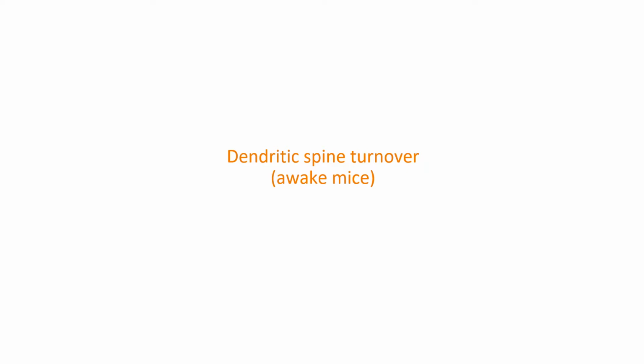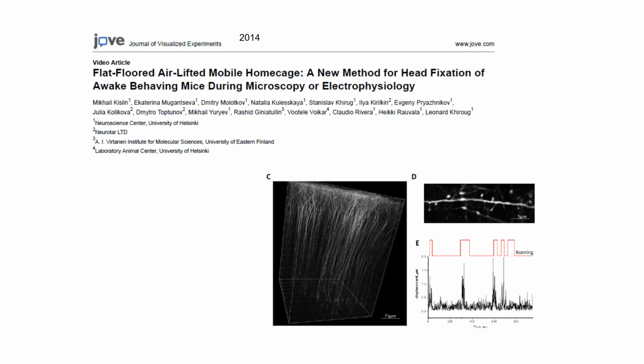I want to show you some examples of the readouts in the brain. One of them will be an anatomical readout, and another one will be a functional readout. For anatomical readouts, we are mostly looking at the turnover of dendritic spines, which is the postsynaptic compartment of the synapse, and the large headed spines correspond to functional glutamatergic synapses in the mouse cortex.